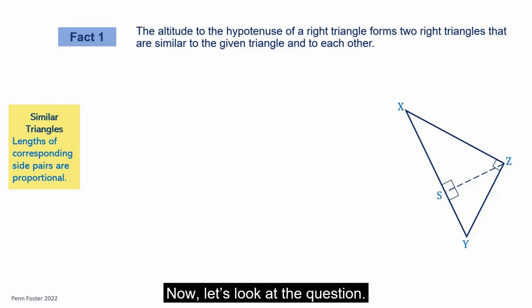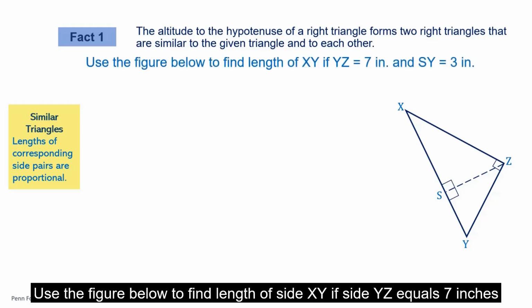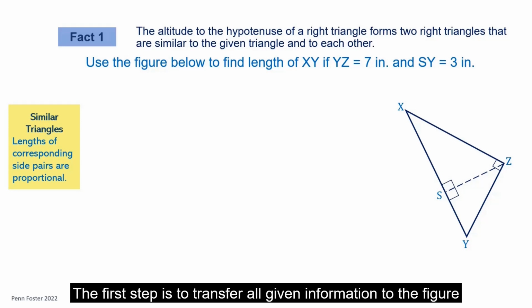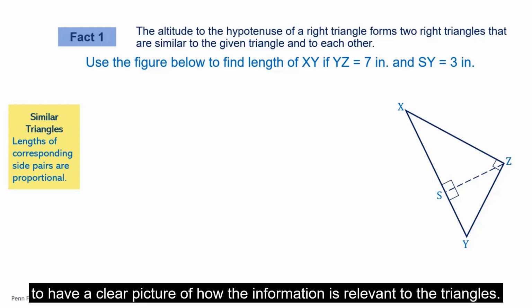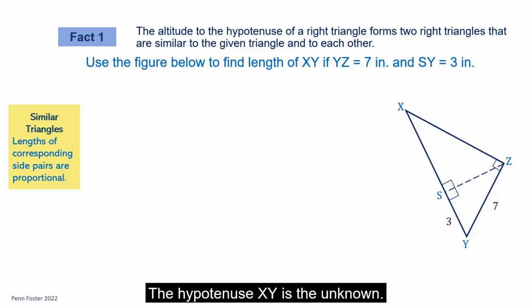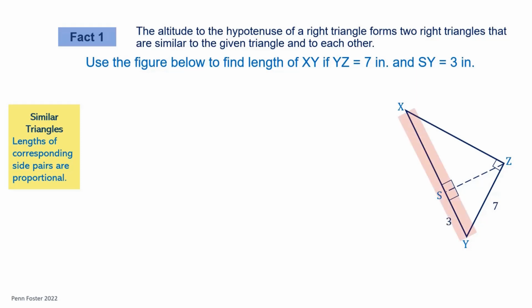Now let's look at the question. Use the figure below to find the length of side XY if side YZ equals 7 inches and side SY equals 3 inches. The first step is to transfer all given information to the figure to have a clear picture of how the information is relevant to the triangles. Side YZ is 7 inches and side SY is 3 inches. The hypotenuse XY is the unknown.